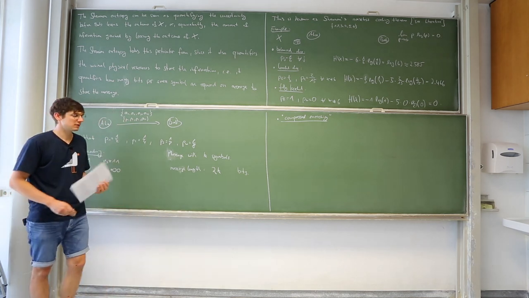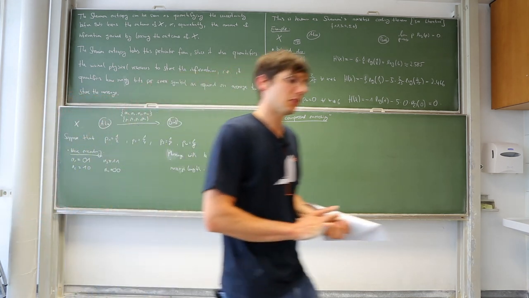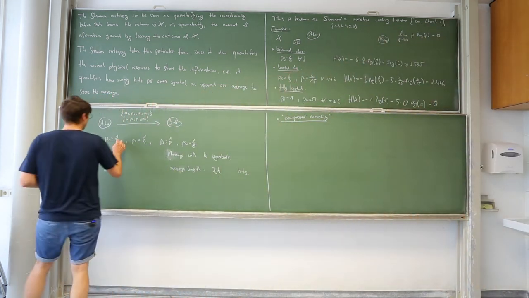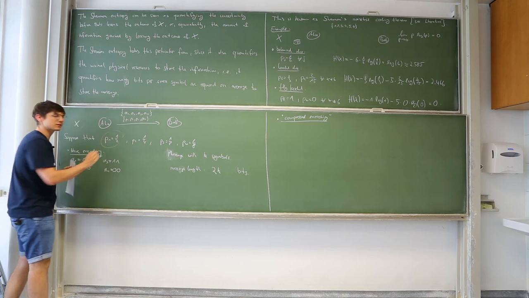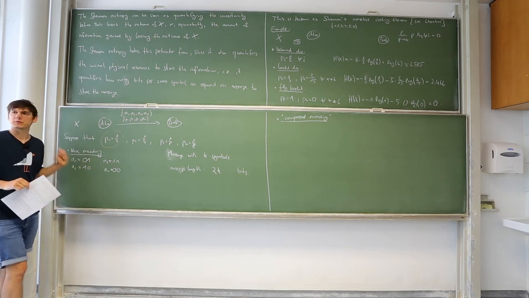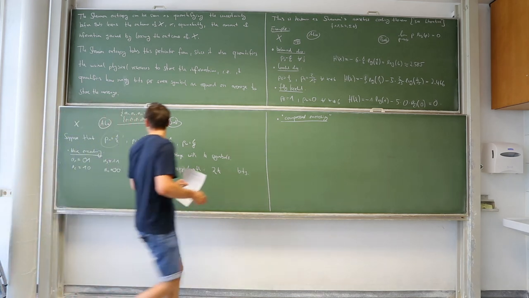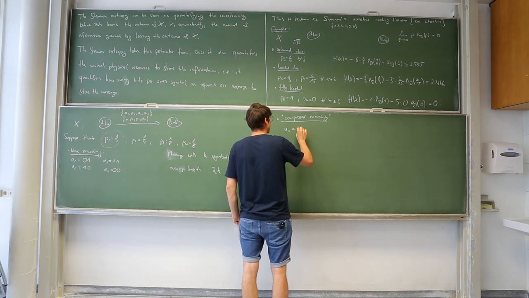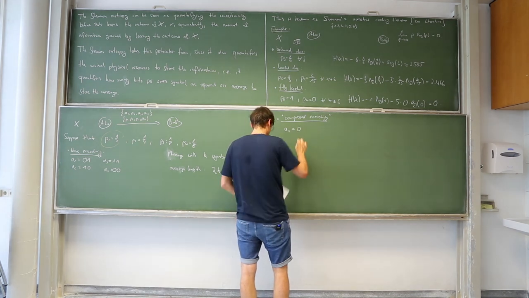Okay? So this means that let's now encode our symbol A1, which has the highest probability, with only a single bit instead of 2. So suppose the encoding is that A1 is simply 0.